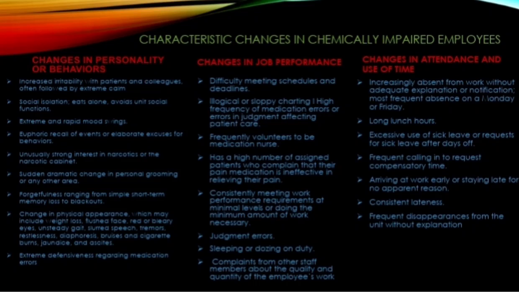In chemically impaired employees, there are characteristic changes: changes in personality or behaviors, changes in job performance, and changes in attendance and use of time. Examples of changes in personality or behaviors: increased irritability with patients and co-workers, or extreme calm; versus social isolation, eating alone, avoiding unit social functions; versus extreme and rapid mood swings, unusually strong interest in narcotics or the narcotic cabinet; versus a sudden dramatic change in personal grooming or any other area.